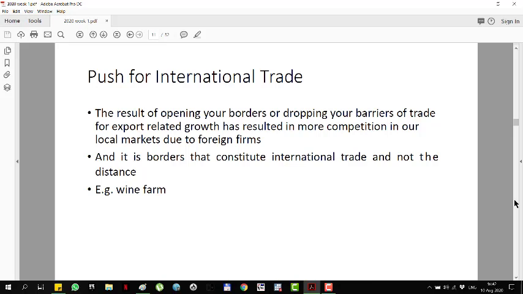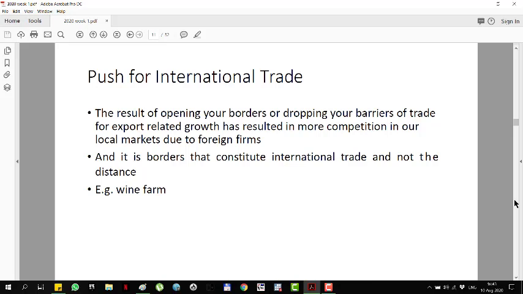Moving on to the push for international trade. So there are repercussions from opening borders, both good things and bad things. So you need to think out, what are these good things that are happening when we open up our international trade borders? Because the good thing is, when we open our borders, exports increase. If exports are increasing or we have growth through exports in our market, that means we are creating more jobs.